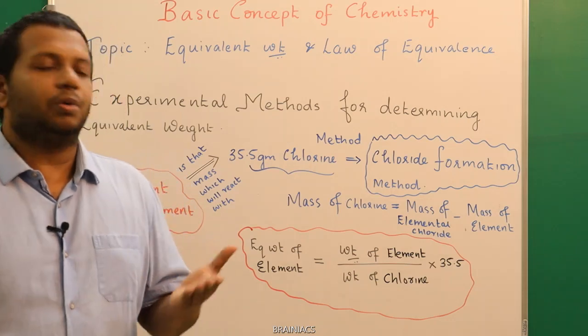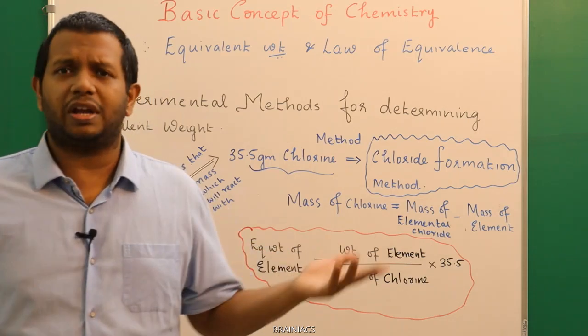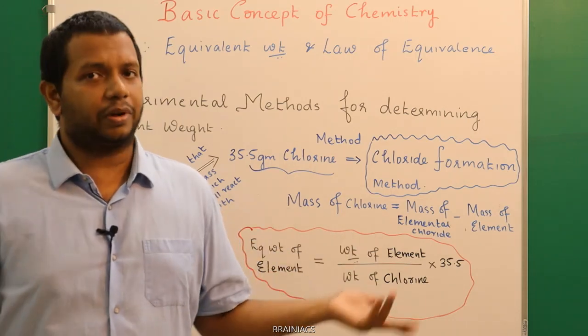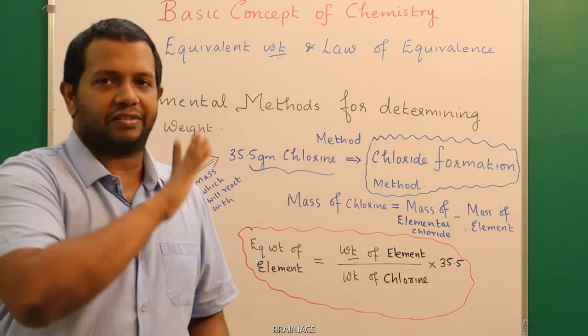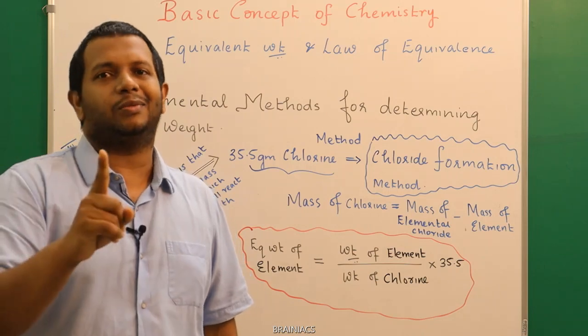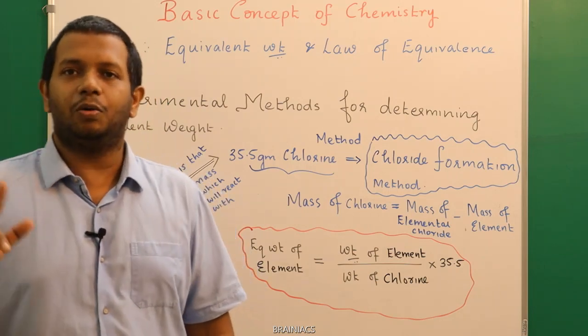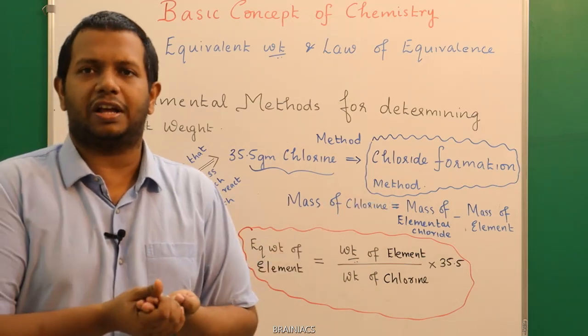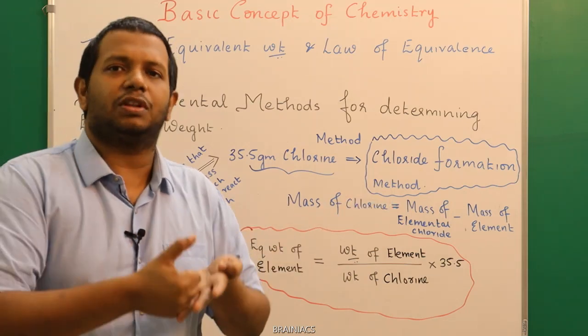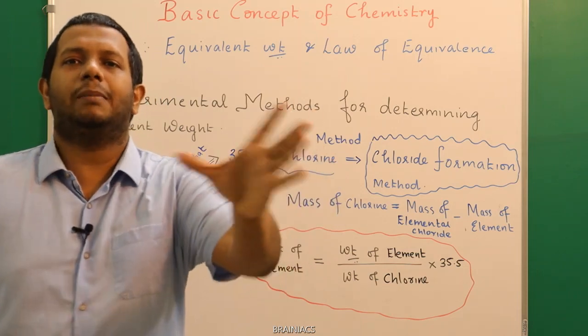Now you have tried to react it with hydrogen, there is no reaction. Tried to react with oxygen, no reaction. You have now taken chlorine. Now with chlorine you understood there is a reaction. With chlorine I can calculate what? The equivalent weight of the element. How? Take that element which is weighed, how much is it? 200 gram. Now what you need to do? React it with chlorine so that it will form the elemental chloride.